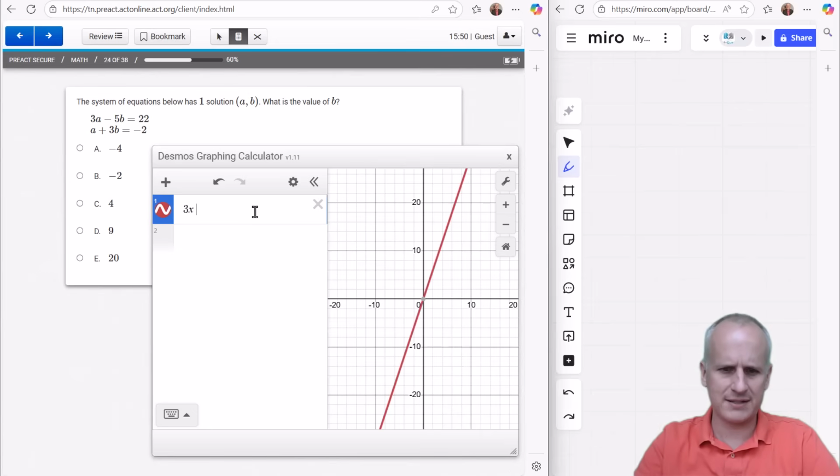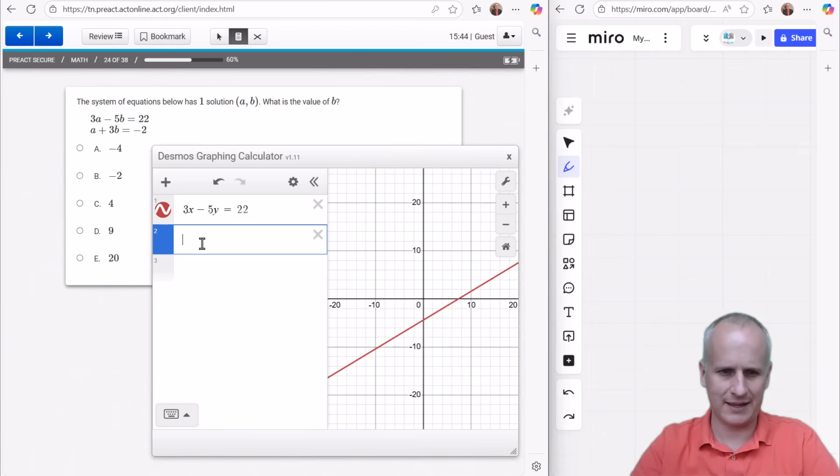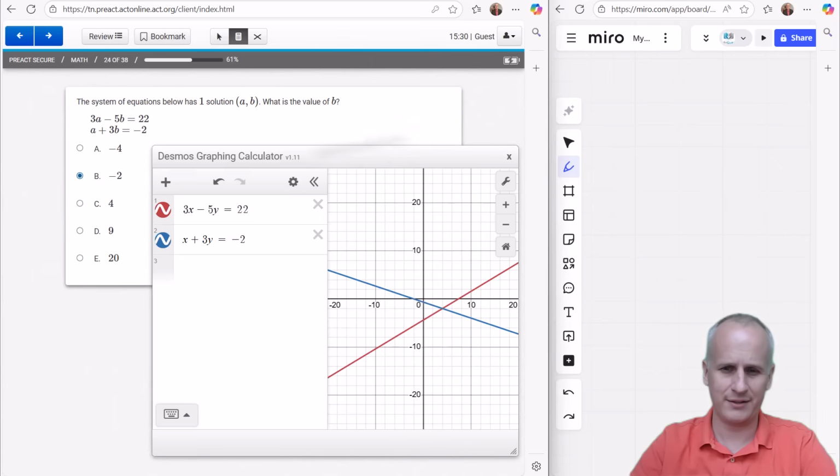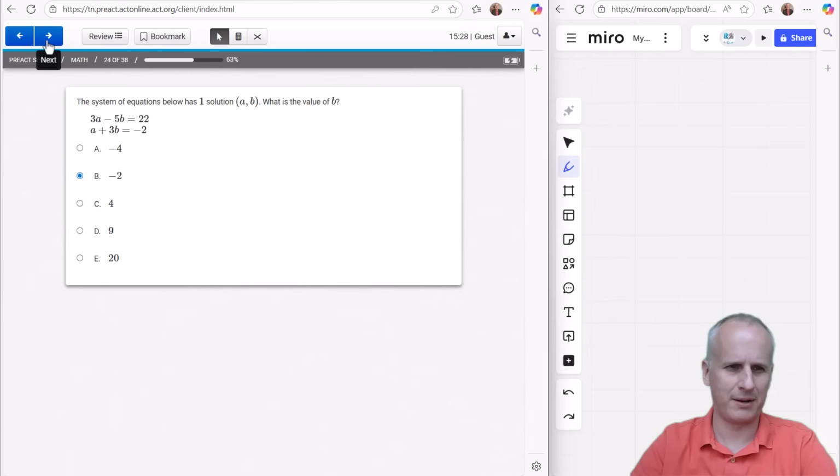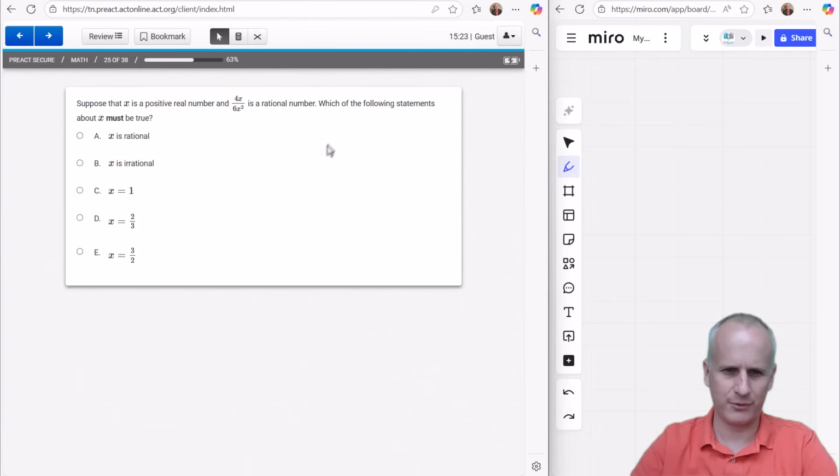So I'm going to have 3x minus 5b is equal to 22 as my first, oops, not 5b, it needed to be 5y because it doesn't like a's and b's, but the variable doesn't matter. And then x plus 3y, as long as it's constant, is going to be equal to negative 2. So now we're just looking for that value of b, which is standing in for y, and it's going to be negative 2, and you can see how fast we can go through a problem like 24 using the Desmos calculator as opposed to a system of equations.